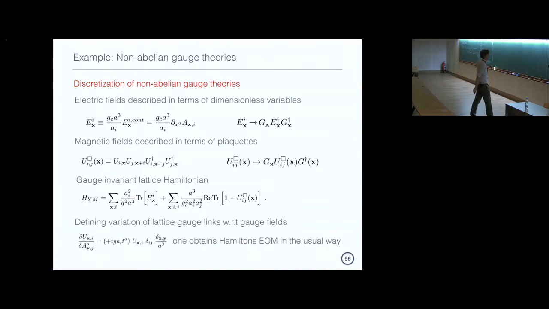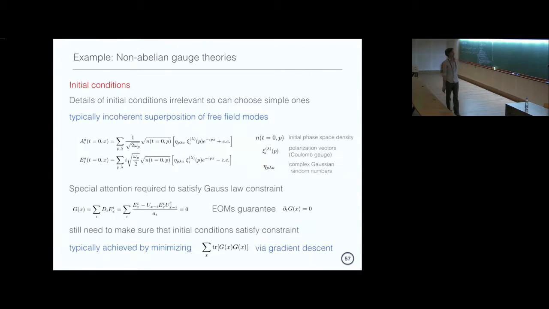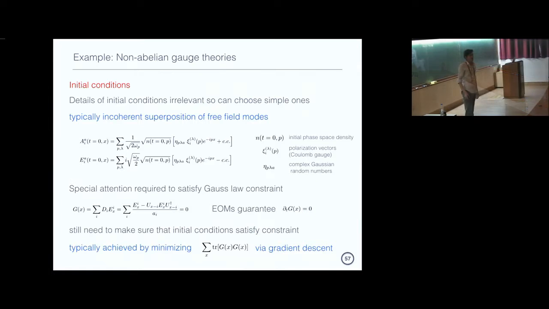So you can define that. You basically say, if I change the gauge field at a certain point, that's going to change the gauge link at that point. Then you obtain Hamilton's equations of motion as usual, and you can solve them. Good, so that gives us the equation of motion. The next thing we need is initial conditions. As we had seen from the previous example of the scalar field, details of the equations of motion are most of the time irrelevant, so we can just choose something simple.